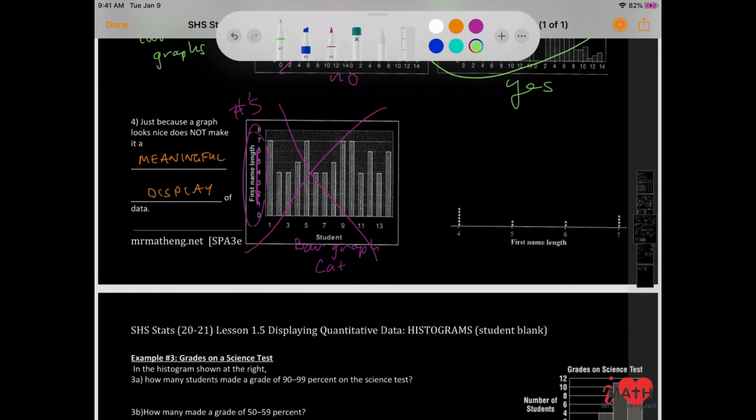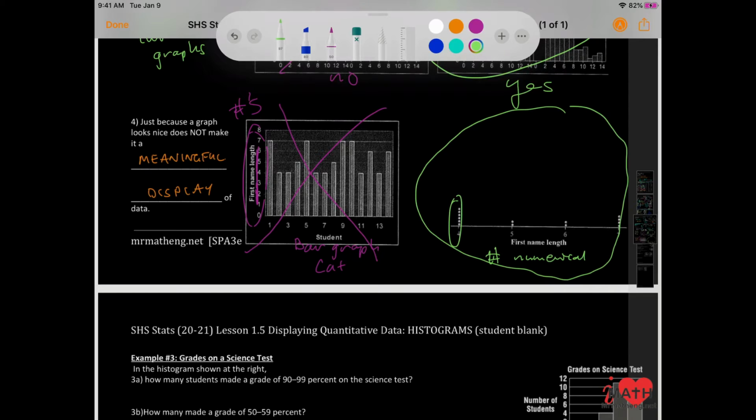If I asked you, how many letters are in your first name? So if your first name is Math, you have 4. The answer is 4 letters, M-A-T-H. Well, that is a number, so you should be using some kind of numerical quantitative graph, and the dot plot would be fine, or a histogram.